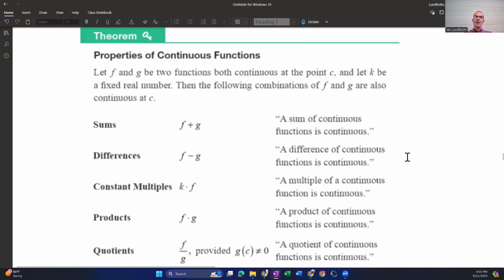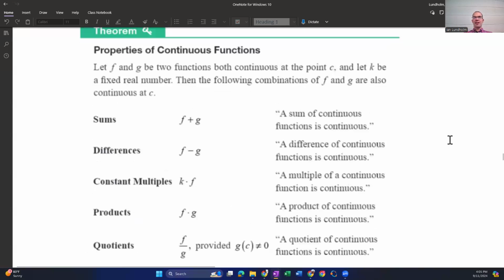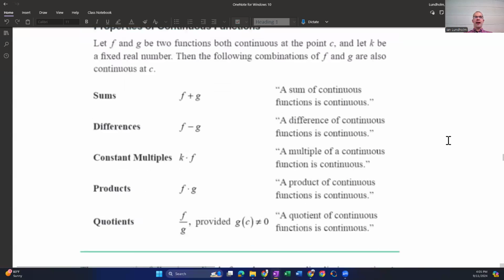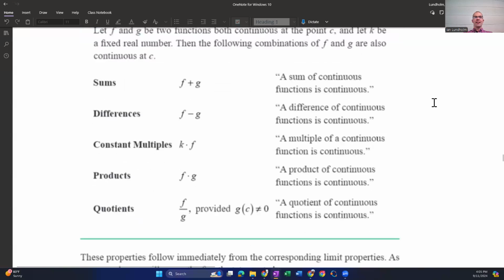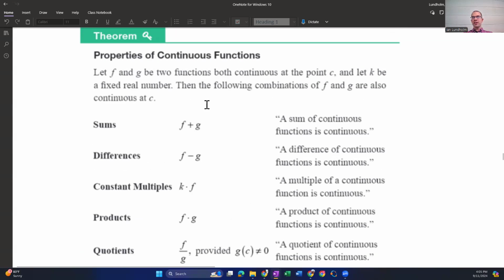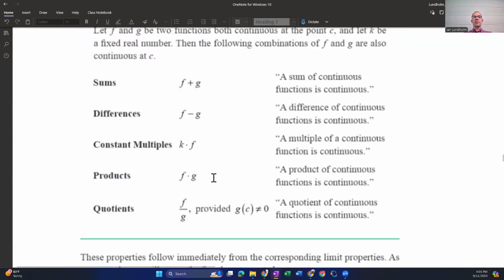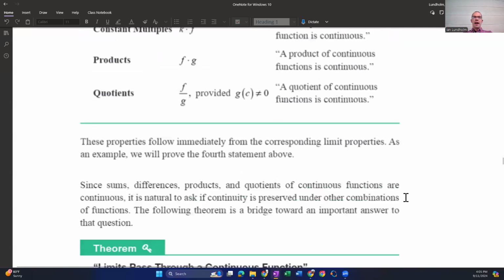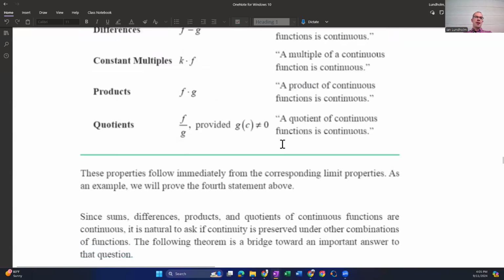All right. Here are some more properties. These should be reminiscent of limit laws. Here, if we add two continuous functions, the result is another continuous function. Subtraction, constant multiple, product, quotient, provided that this function is not equal to 0 at the point in question. So continuous functions combine together in nice ways to be continuous. All of those follow from the limit laws.